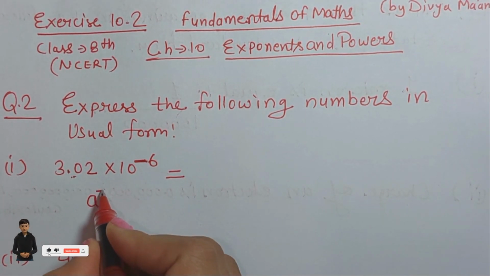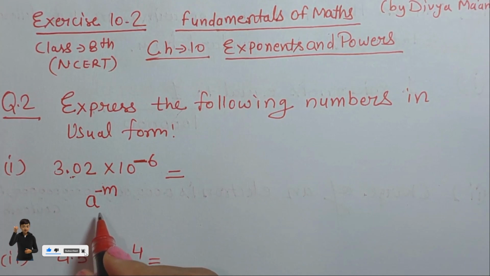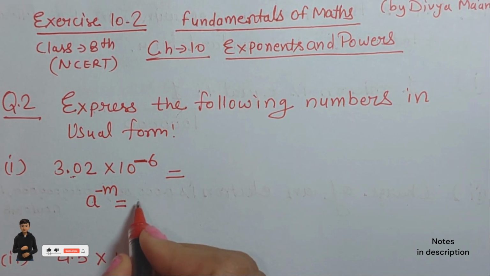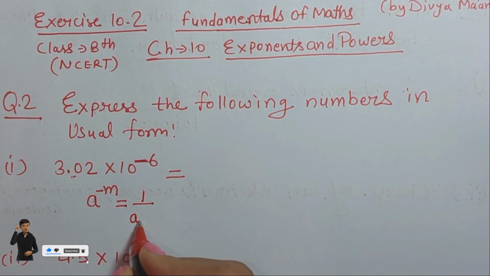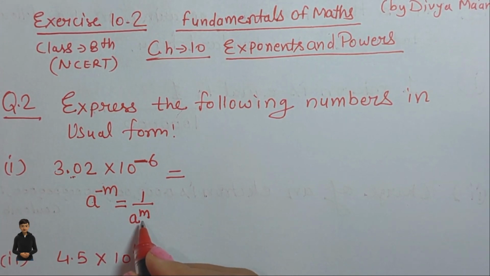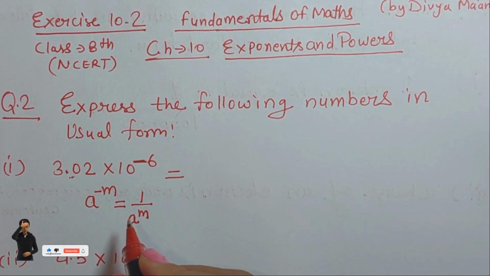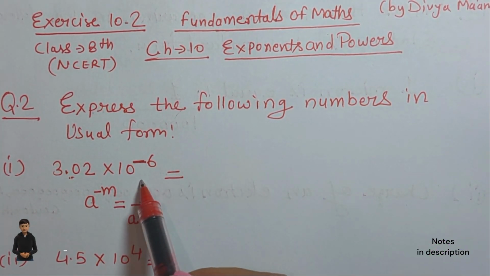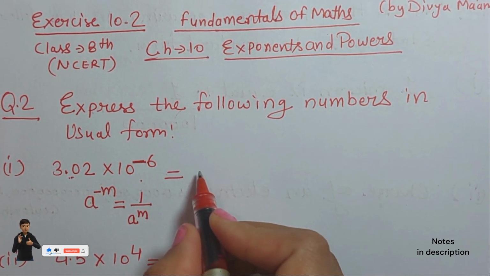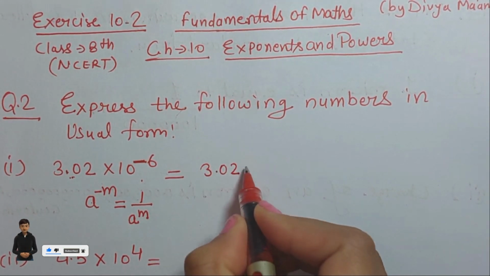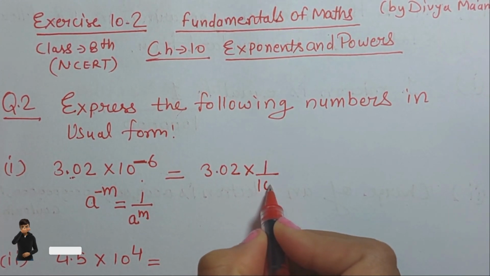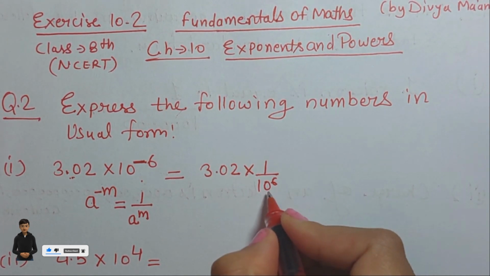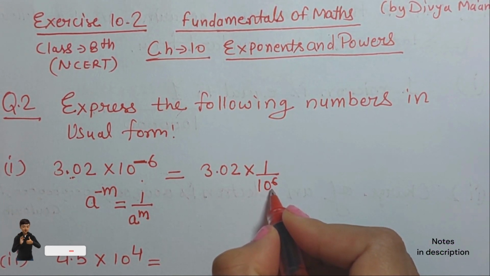If any number has a negative power, like a raised to the power minus m, then what will it become? It will become 1 upon a raised to the power m. It will come in division and the power will become positive. This is the rule, as we already discussed in detail. So we will apply this law here. So can we write it like this? 3.02 into 1 upon 10 raised to the power minus 6 will become plus 6. Yes. So now 10 raised to the power 6 is in division.